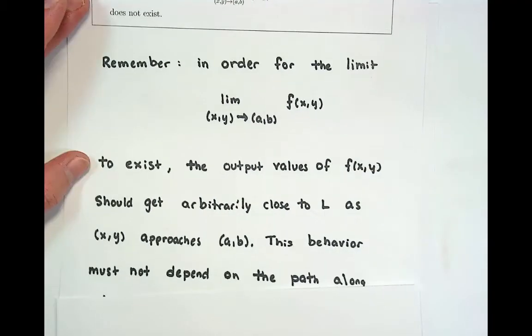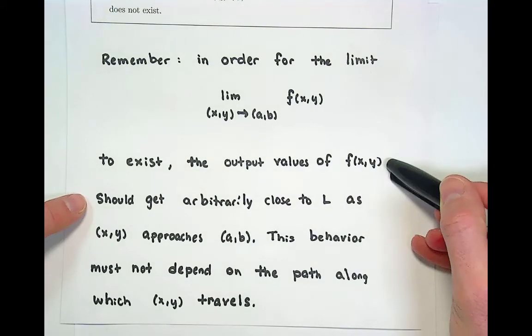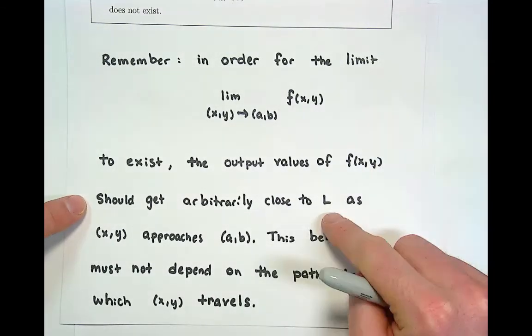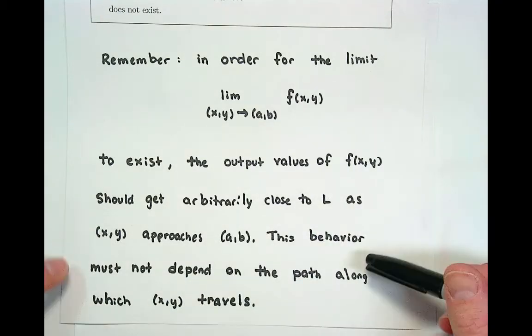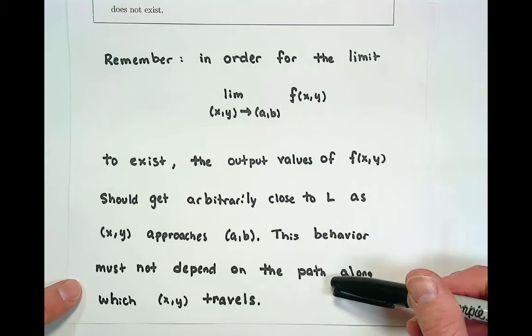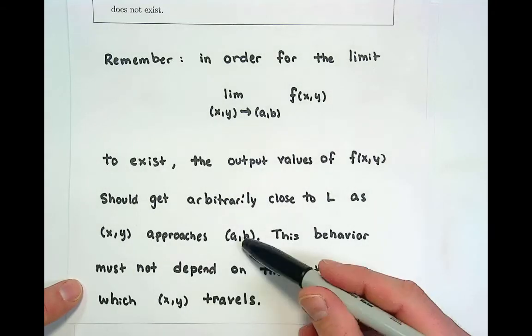Remember that in order for a limit to exist, the output values of f of (x, y) should get arbitrarily close to L as (x, y) approaches (a, b), and we've said many times that this should never depend on the path on which x and y travel to get closer to (a, b).